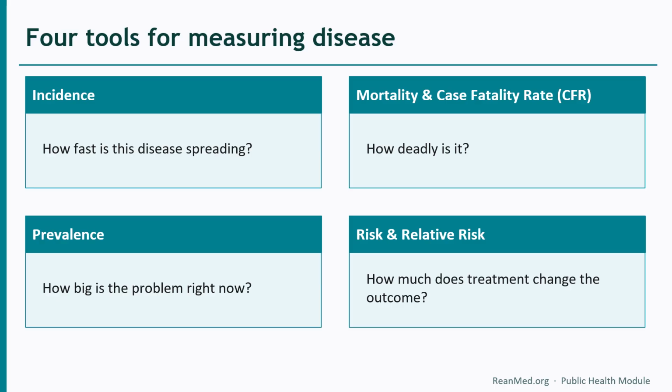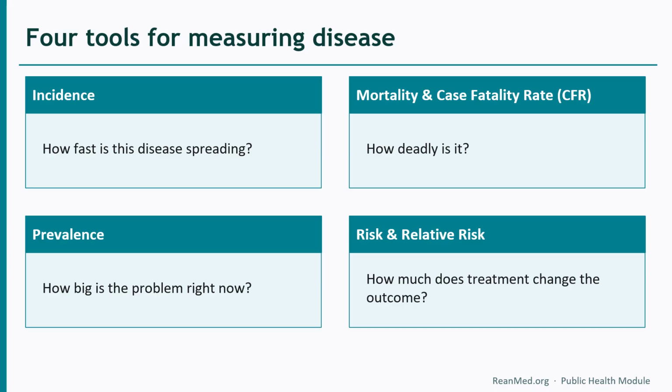The first statistic is called incidence. Incidence tells us how many new cases of a disease are happening in a given time frame. For example, how many new people have gotten tuberculosis during the last year? That would be incidence. And so incidence helps to tell us how fast a disease is spreading.